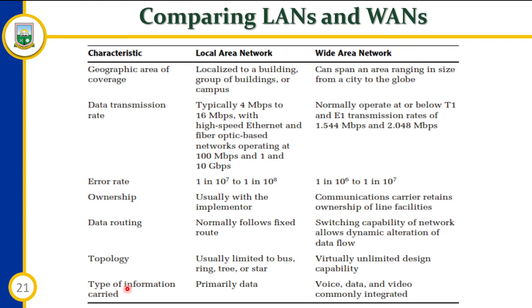For a characteristic like the type of information carried, in a local area network, the primary data is carried on, and most of this primary data can be in any form. But for the wide area network, you can have voice, data and video commonly integrated into the wide area network to make it easy for us to connect to each other.